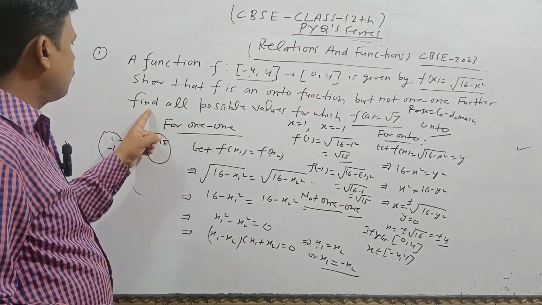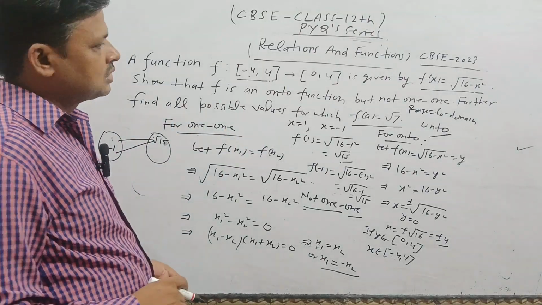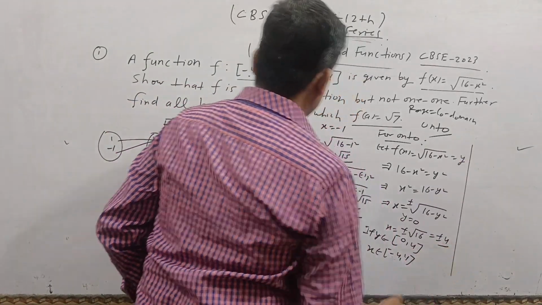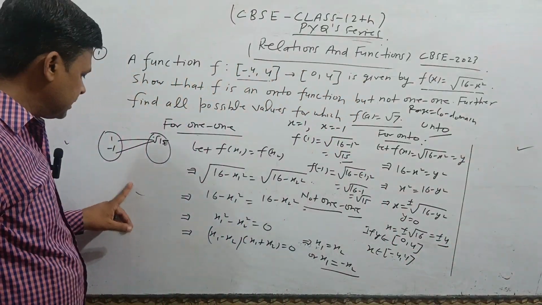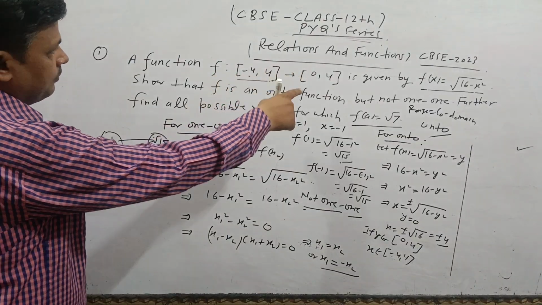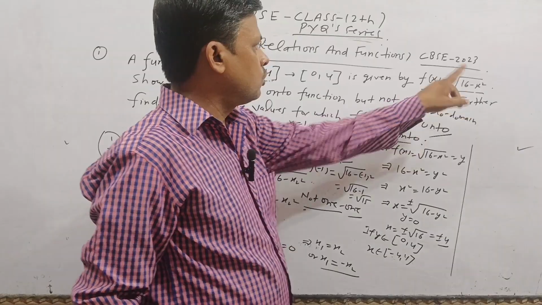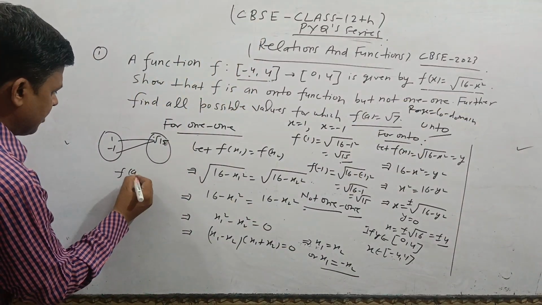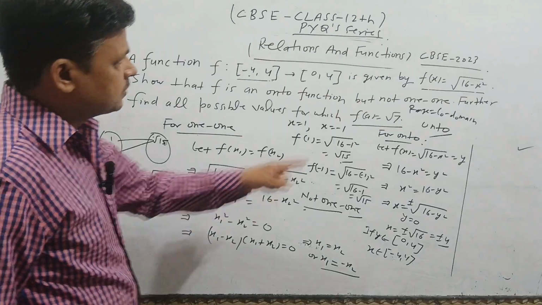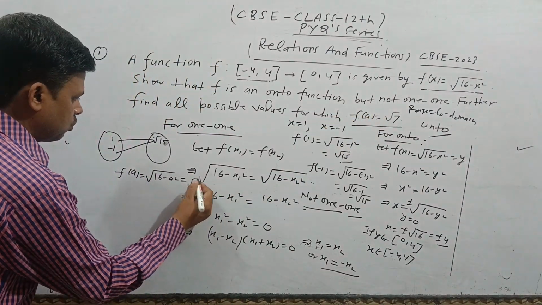Further, what we have to find? Find all possible values of a for which f(a) is equal to root 7. It is a very obvious thing. You have to find it. Let us see here. What is f(a)? f(a) is equal to root 7. So we will put x is equal to a here. So f(a) is equal to root 16 minus a square, and it has been given that f(a) is equal to root 7. So you will put root 7 here.